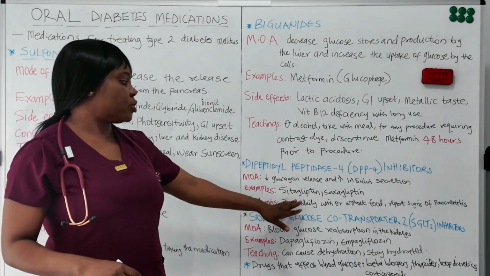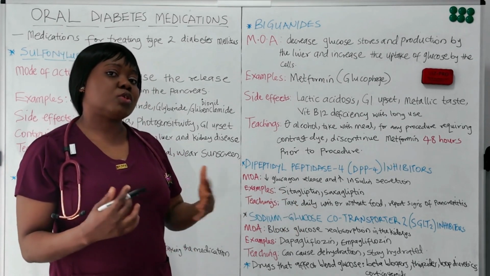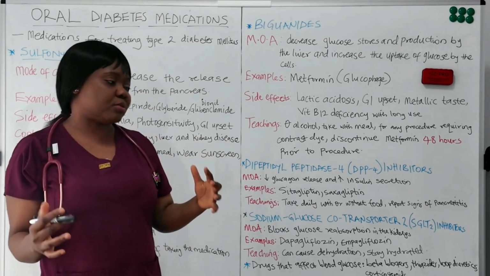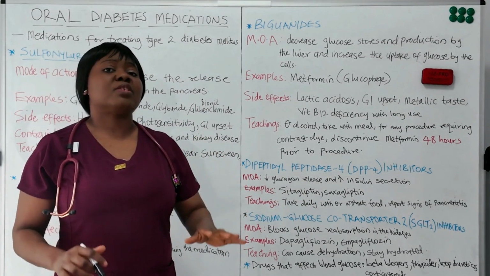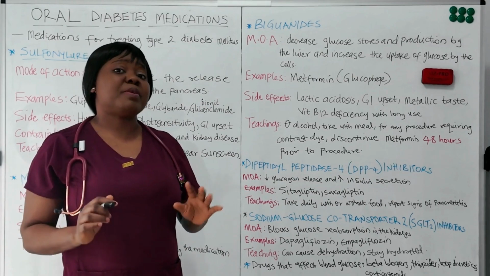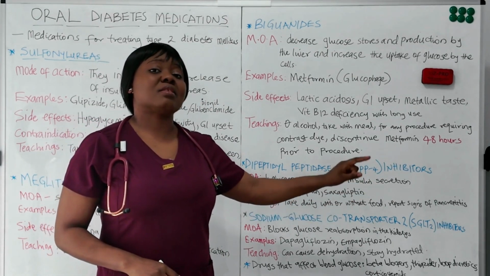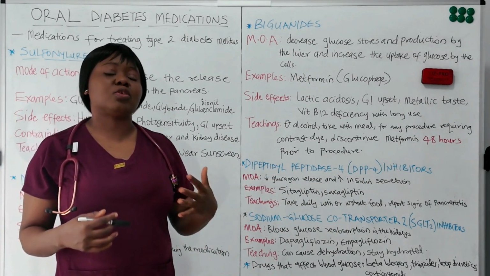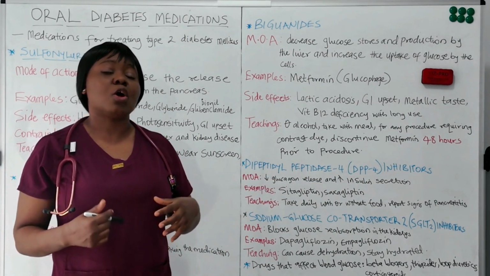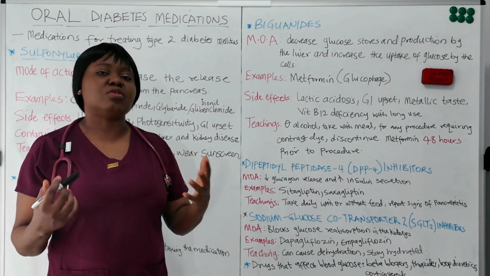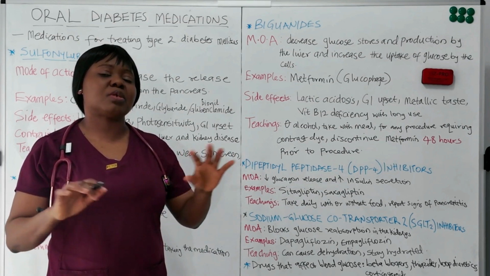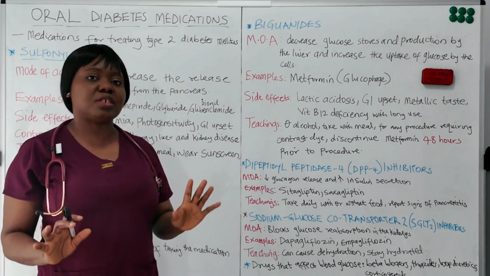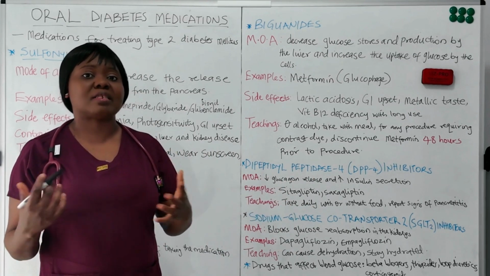Teachings. We are going to teach them to take this medication daily, with or without food. That's because the risk of hypoglycemia is not so serious with this group of medication. But the unique thing you need to know about DPP4 inhibitors is that it can cause pancreatitis. So you need to tell the patient when they have this medication to watch out for some of those signs and symptoms. All those abdominal pain, severe nausea, fever, any of those symptoms that relate to pancreatitis, this medication can cause it. So you want to teach the patient about signs of pancreatitis.